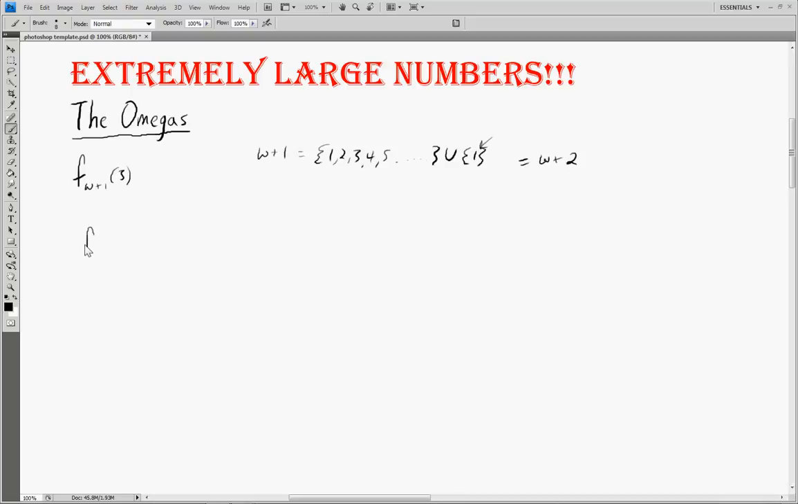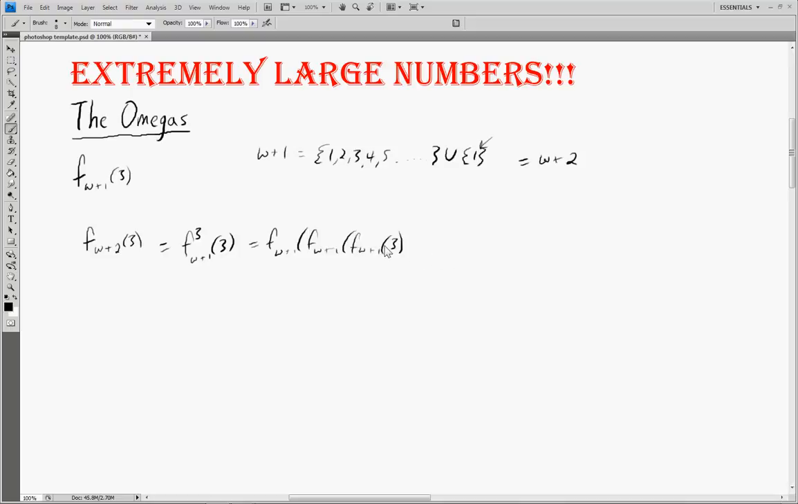This is completely valid, and it's something that we can also plug into the fast-growing hierarchy. So let's see what that does to the output of the function. f omega plus 2 of 3. We have a successor, so we're going to recurse this and create 3 copies of the omega plus 1 function, which we can rewrite like this: f omega plus 1 of f omega plus 1 of f omega plus 1 of 3.